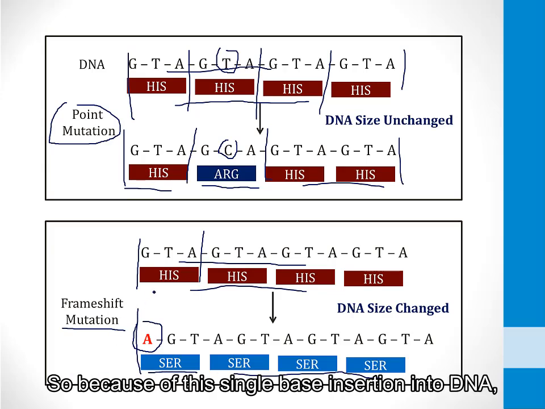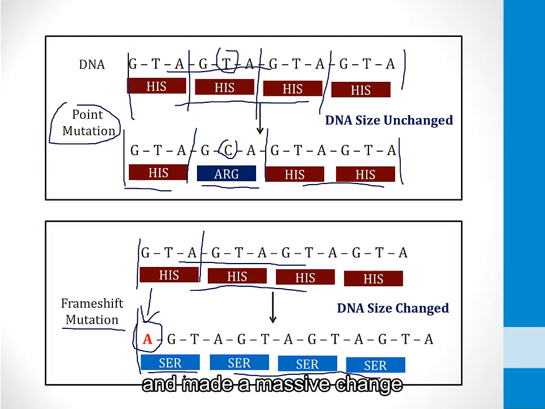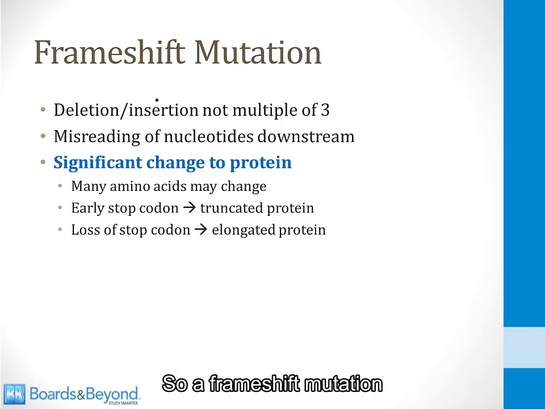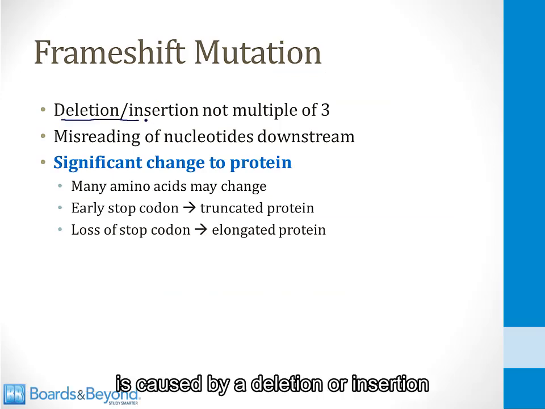So because of this single base insertion into DNA, we've altered the reading frame and made a massive change in the resultant protein, much greater than the single amino acid change we made at the top. So a frame shift mutation is caused by a deletion or insertion that is not a multiple of 3.